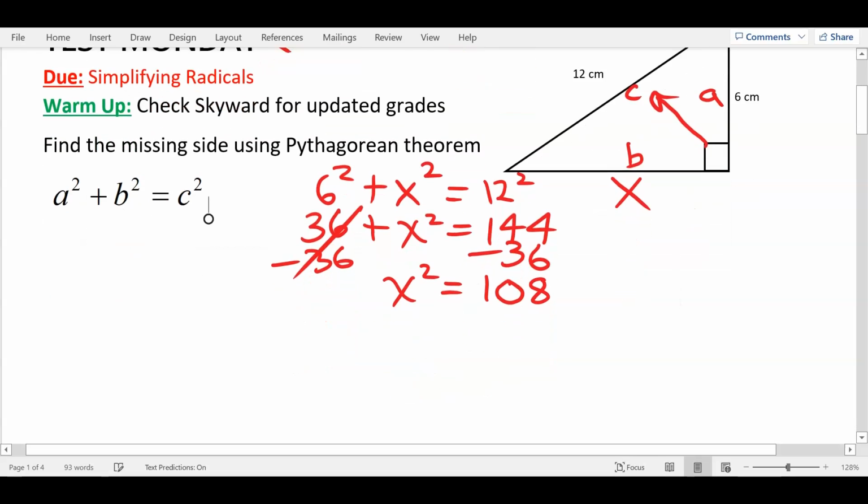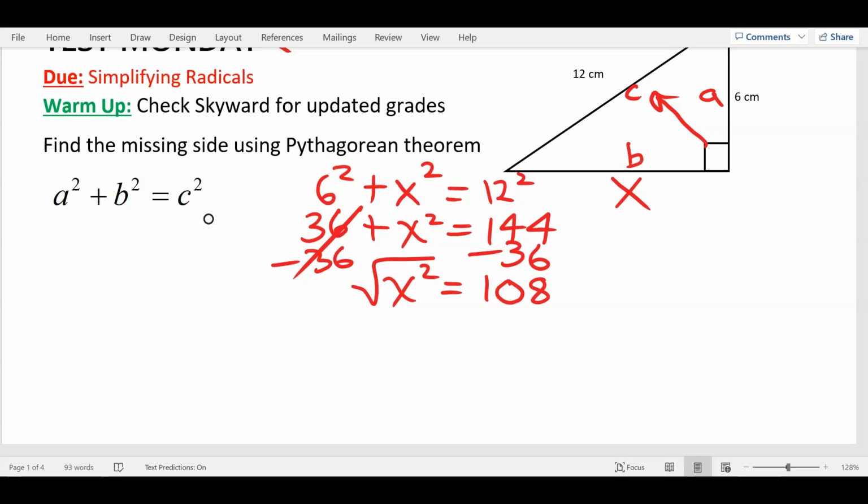Okay? Now, 108 is not the answer. I still need to get rid of the little 2, the little squared. How do I get rid of a squared? Square root. Okay? So when you're doing these, your last step, square root, square root. And now I'm left with just X equals square root of 108. So getting to here is great. Now the next steps are breaking it down.